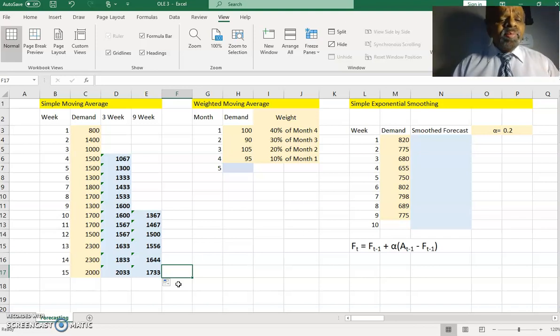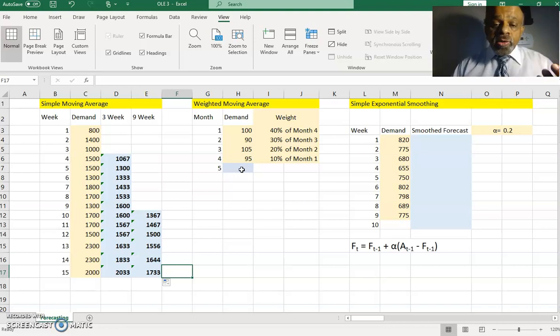Now let's look at the next technique, which is weighted moving average. This was in weeks, this is in months. The first month demand was 100, the second month demand was 90, the third month demand was 105, and the fourth month demand was 95. We need to find the 5th month forecast. That's what we are trying to do.